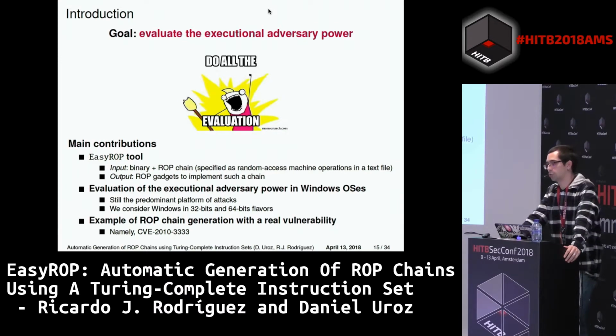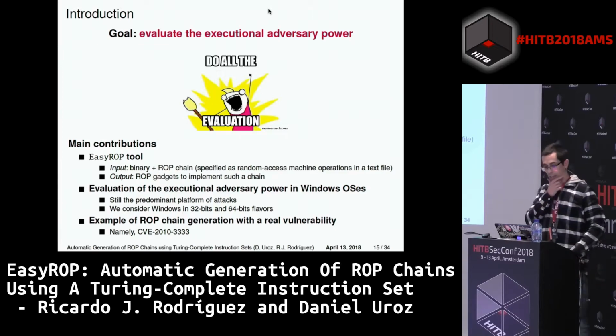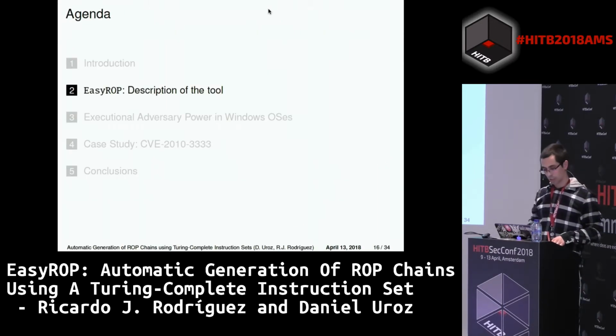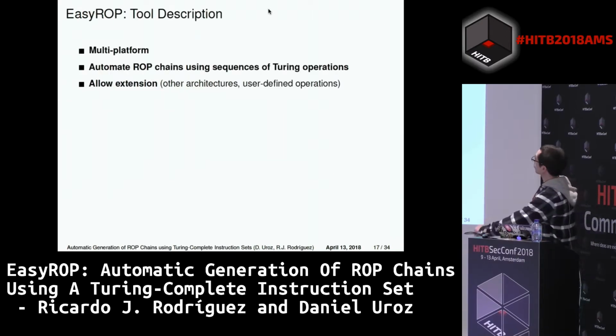Once we have developed this tool, we have applied it to evaluate the executional adversary power in Windows, since Windows is still the predominant platform for attackers. And we have considered Windows in different flavors, from 32 to 64 bits. And I will also show you how to apply the tool in order to generate a ROP chain for exploiting a real vulnerability. Okay. Well, regarding the tool, we have developed it with Python.